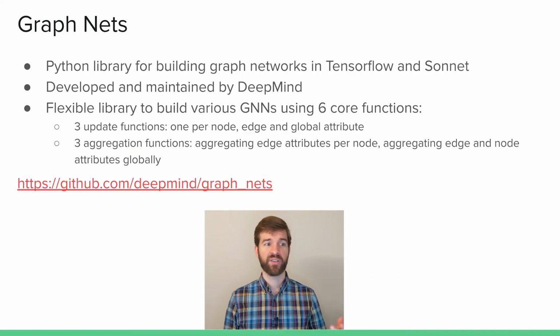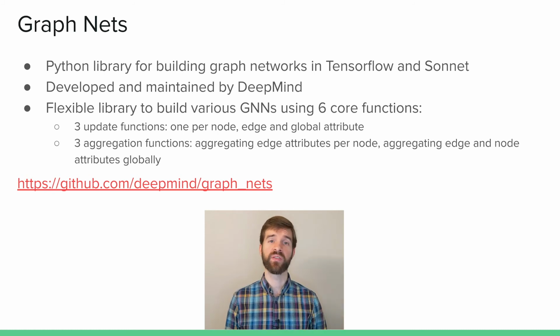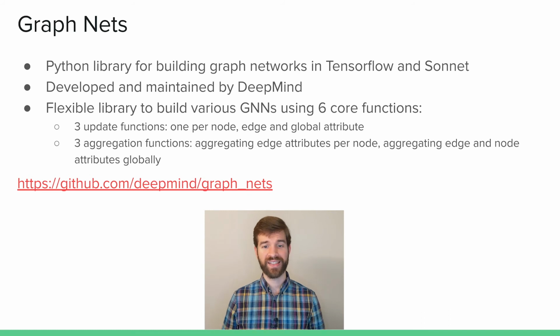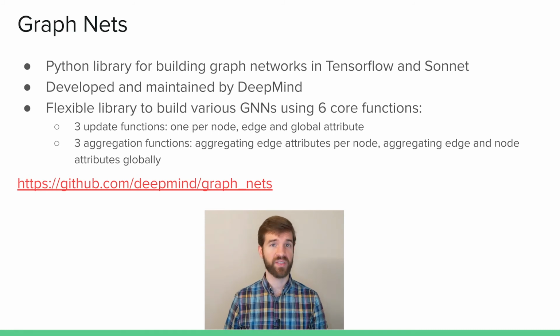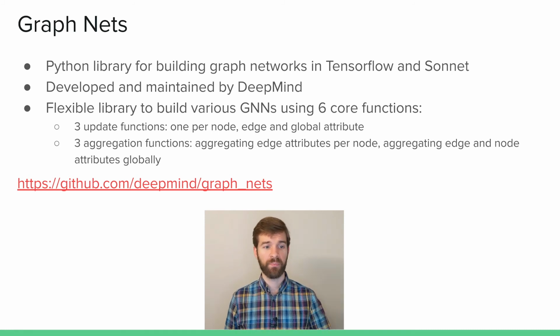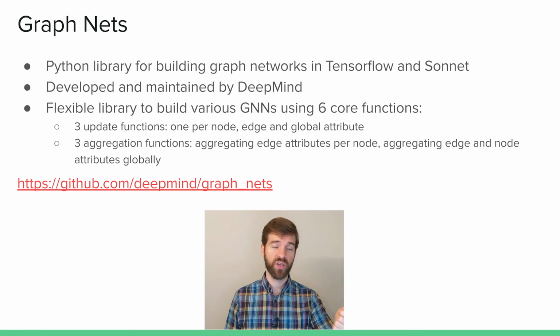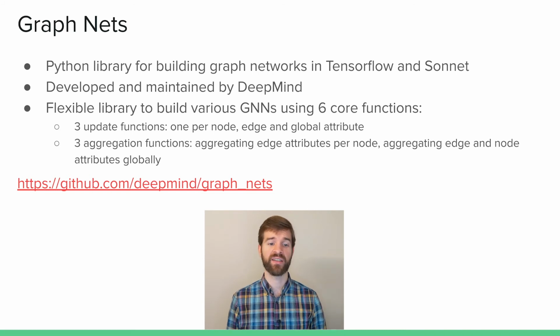Last but not least, GraphNet is a Python library for building graph networks in TensorFlow, and it was developed and is maintained by DeepMind by Google. And it's a flexible library to build various graph neural networks using 6 core functions. 3 of them are related to updating and 3 of them are aggregating. So you can also view all of these graph steps, this graph processing, by saying, okay, which functions operate on one node, one edge, or on some global attributes, and which functions are aggregating information from edge attributes, edges, or nodes.